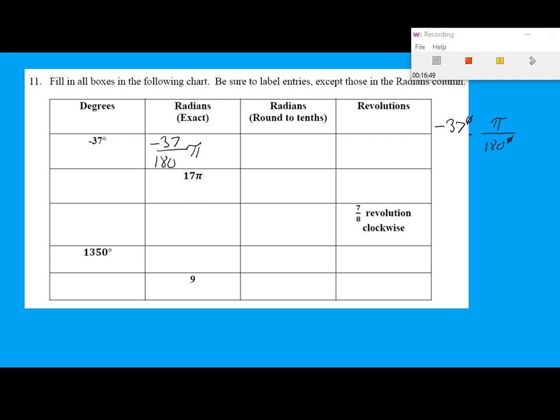To get it in radians to the nearest tenth, you will just grab your calculator and go negative 37 divided by 180 times the value of pi, that 3.14 number, and you're going to get about negative 0.6.